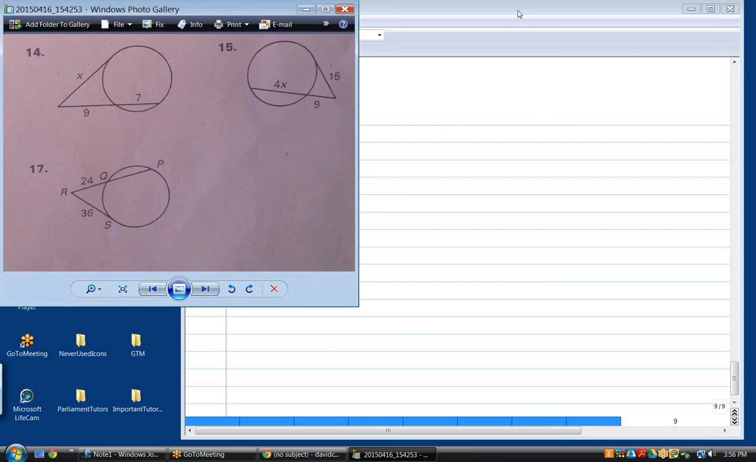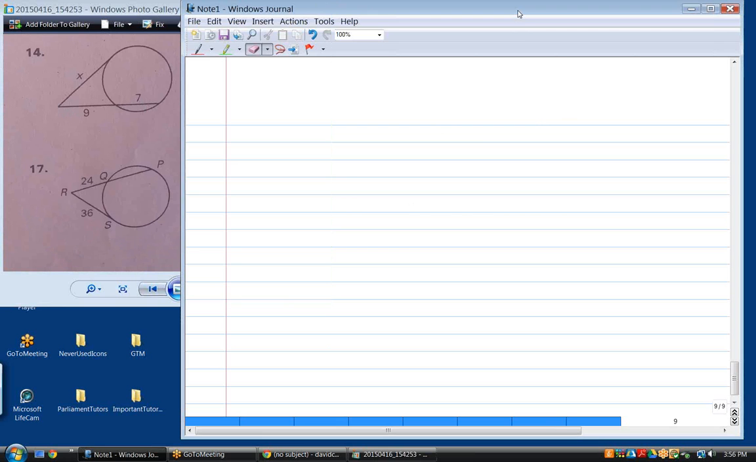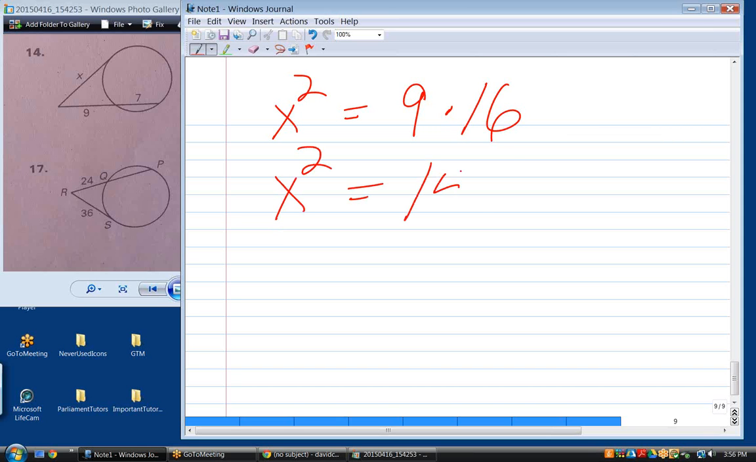Okay, so here we go. Coming right up. Give me the equation here. X squared equals 9 times 16. Okay, solve that. Well, you get 9 times 16 is 144. And the square root of 144 is 12.